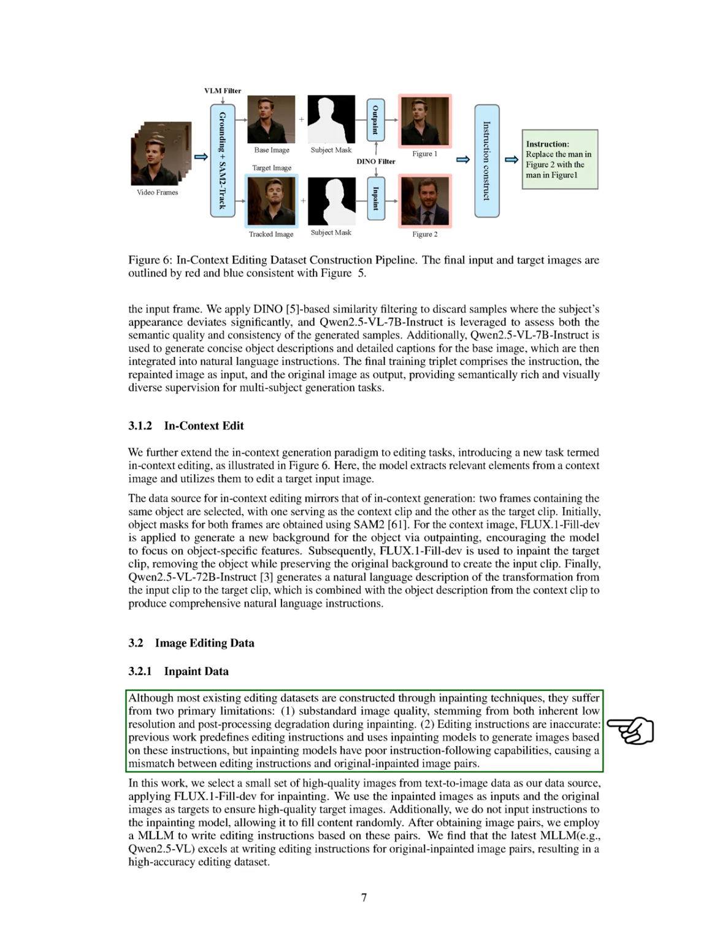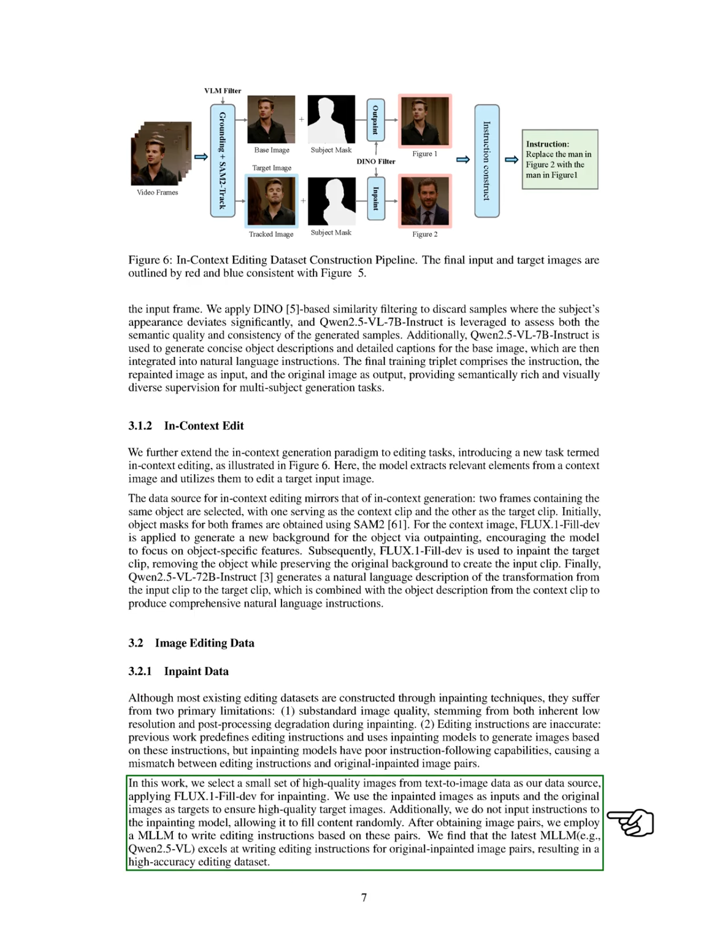While most existing editing datasets are built using inpainting techniques, they often suffer from low image quality and inaccurate editing instructions. To overcome these issues, we select a small set of high-quality images from text-to-image data and apply inpainting. We use the inpainted images as inputs and the original images as targets to ensure high-quality results. We do not provide instructions to the inpainting model, allowing it to fill content randomly. After obtaining image pairs, we use a machine learning model to write editing instructions based on these pairs, resulting in a high-accuracy editing dataset.